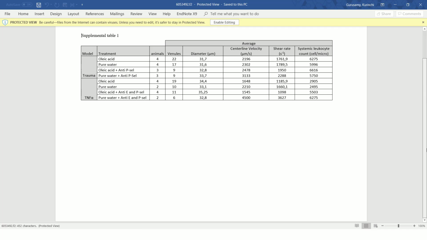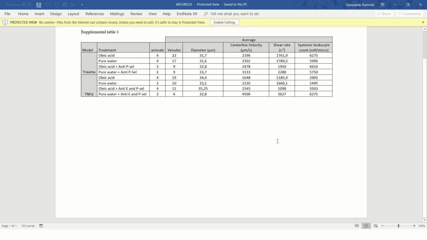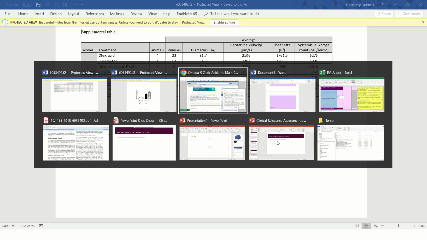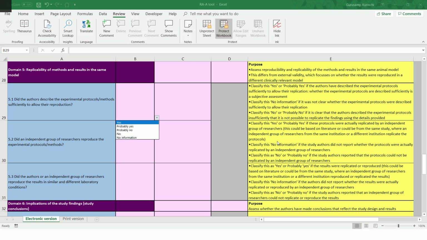This is just results. Okay, so I would just go for no information. If you definitely knew that the protocol and methods are not sufficient to allow reproduction, then you should say probably no, or no. Sometimes you can say yes or probably yes.